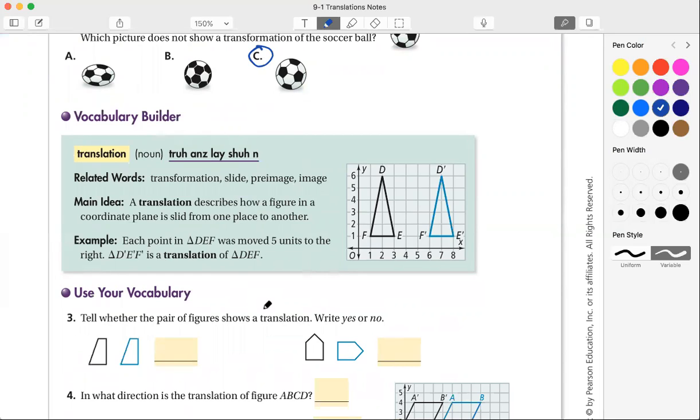Each point in triangle DEF was moved 5 units to the right. So triangle D prime, E prime, F prime is a translation of triangle DEF. If you notice, D was mapped to D prime, E was mapped to E prime, and F was mapped to F prime. So each one got moved over 5 units. That's a translation.